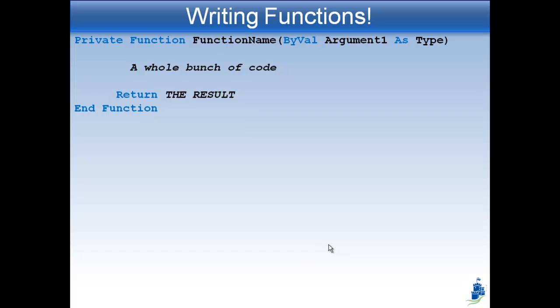All right, so how do we write the functions? Well, here's the general way of writing a function. I don't want you to spend too much time looking at this because I'll give you some more specific examples. But you start by saying private function, and then you give your function a name. And then if it has arguments, you put those inside parentheses like this. You start by saying ByVal, the argument As, and then whatever type it is. It could be an integer, it could be whatever. Then you've got a whole bunch of code inside the function, and then when you're done, you return the result. This is the number that will get spit out. So let me show you what this looks like in actuality.